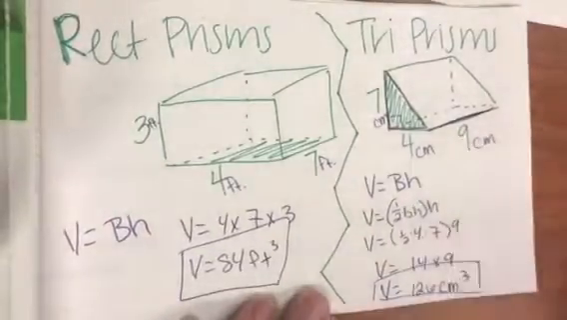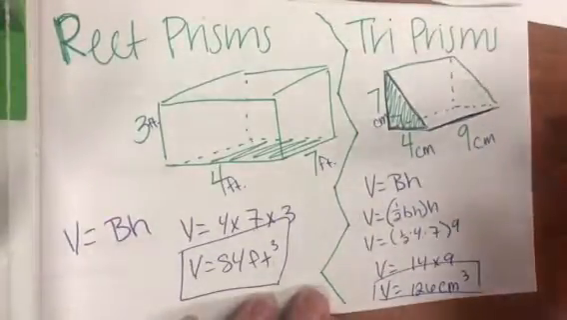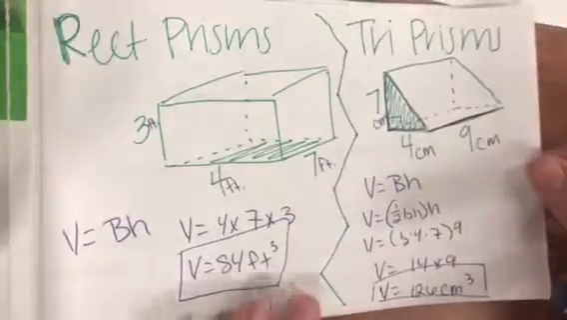Awesome. It'll bug me if I don't fix the box. So that is rectangular prisms and triangular prisms.